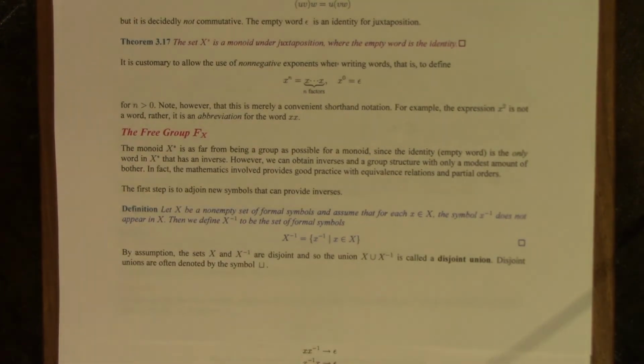Well, the monoid X star is as far as possible from being a group, as it could be for any monoid, because only one element has an inverse, and that's the empty word. No other elements have inverses. We're a long way from a group.